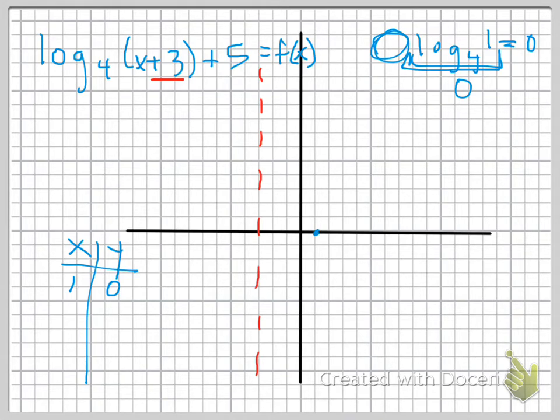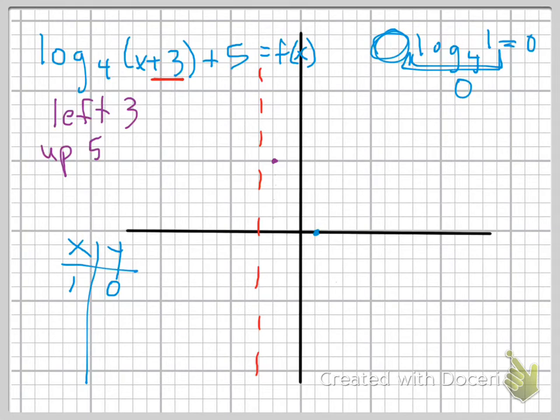From there, because x is plus 3, we are going to go left 3 and up 5. So from that point right here, we go 1, 2, 3 to the left, and then up 1, 2, 3, 4, 5. So this is our actual first point once we do our transformations: left 3 and up 5.